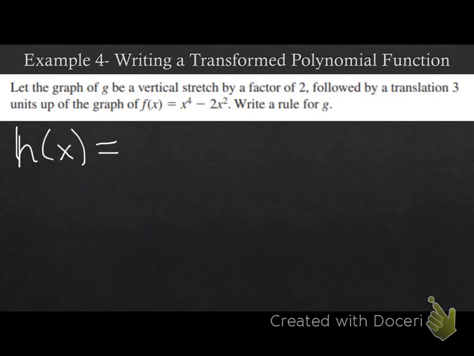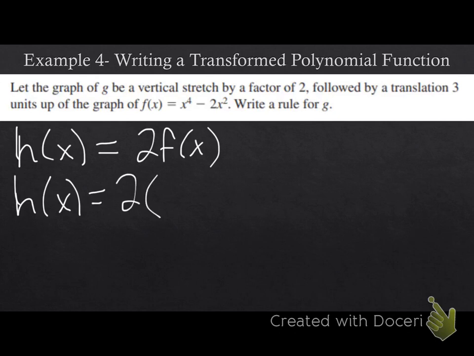So if it's a vertical stretch by a factor of 2, what am I doing to f of x? Multiplying f of x by 2, right? So I'm just taking my f of x function and multiplying it by 2. Does that make sense? Any questions about what I'm doing for h of x? Remember, I'm using h of x because this is my first transformation.